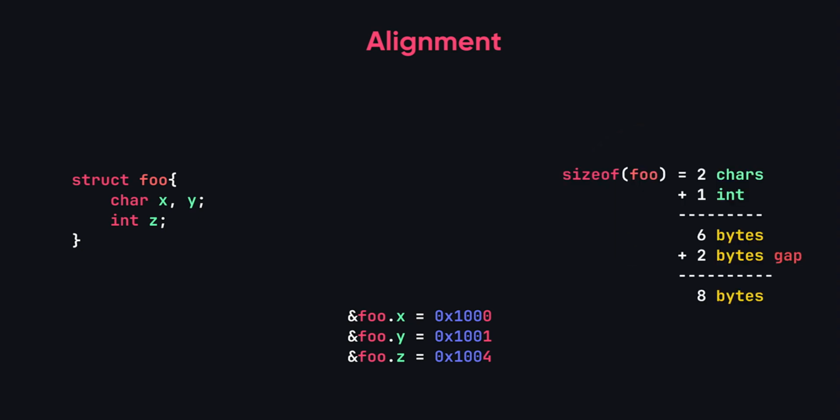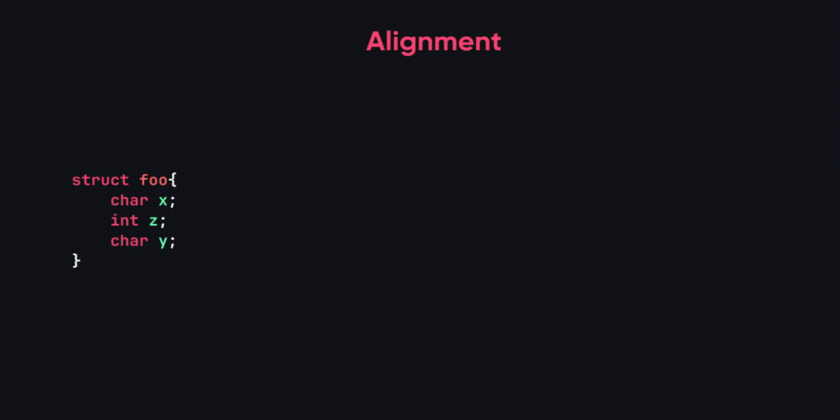Since we have 2 chars of 1 byte each and 1 int of 4 bytes, that makes 6 bytes. But since we have a 2 byte gap in between due to the alignment requirements of the int data type, the total size of this struct is 8 bytes. Now we're going to look at another example to understand another rule of alignment.